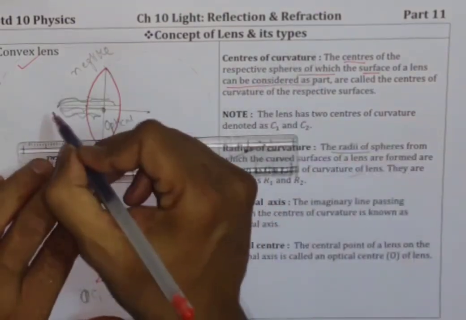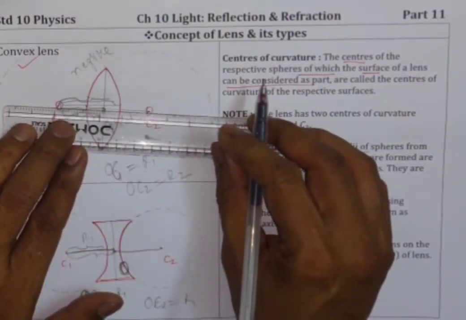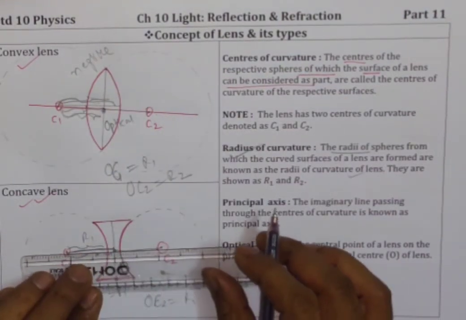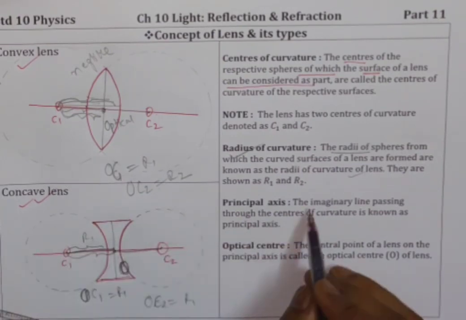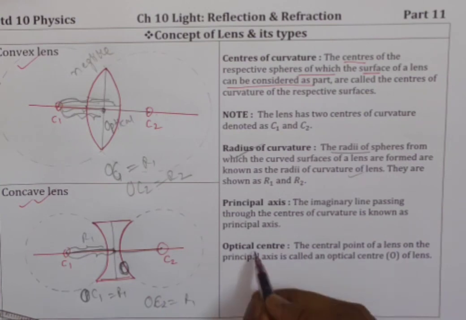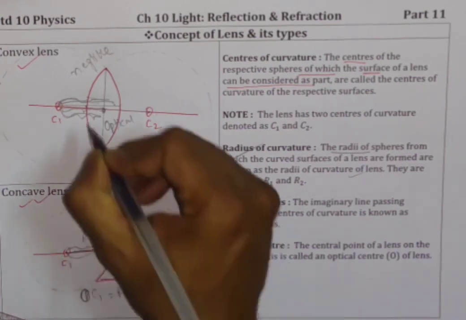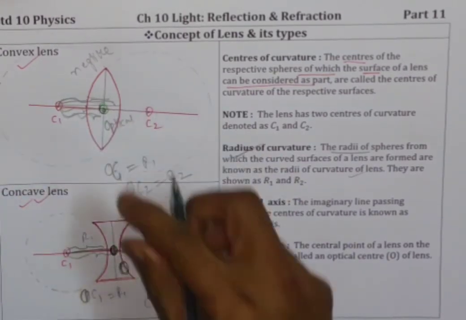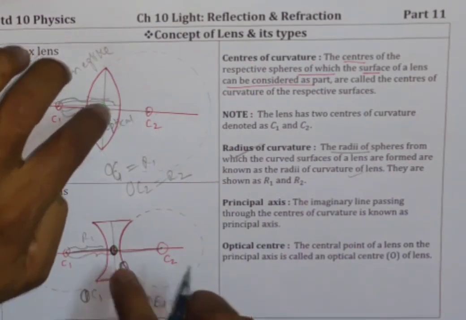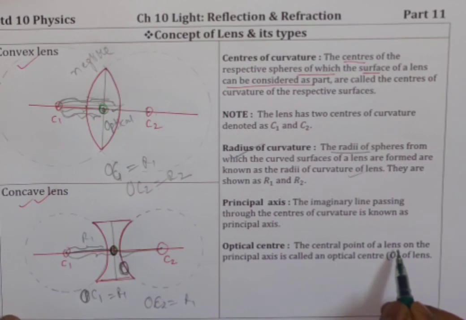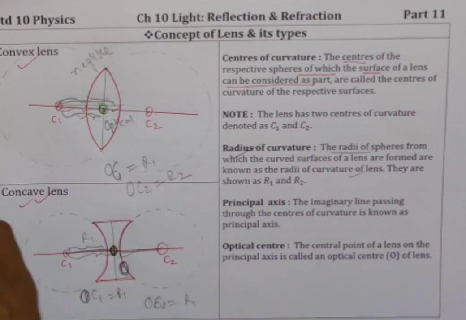Now what is principal axis? Principal axis is ये सेंटर, दोनों सेंटर से जाने वाली इमेजिनरी लाइन, दोनों सेंटर से जाने वाली imaginary line, that is principal axis. The imaginary line passing through the centers of curvature is known as principal axis. Now what is optical center? The central point. Optical center is central point, okay, of lens. Lens ka central point which lies on principal axis. The central point of the lens on the principal axis is called optical center.